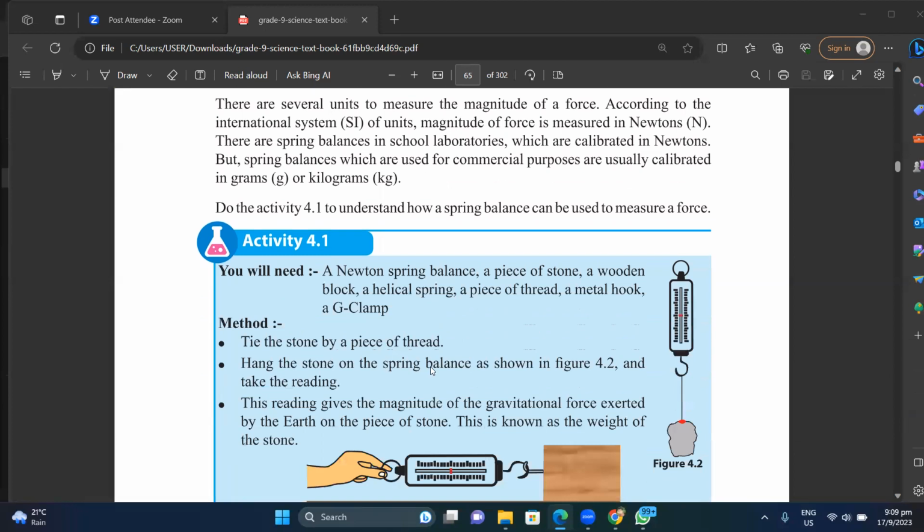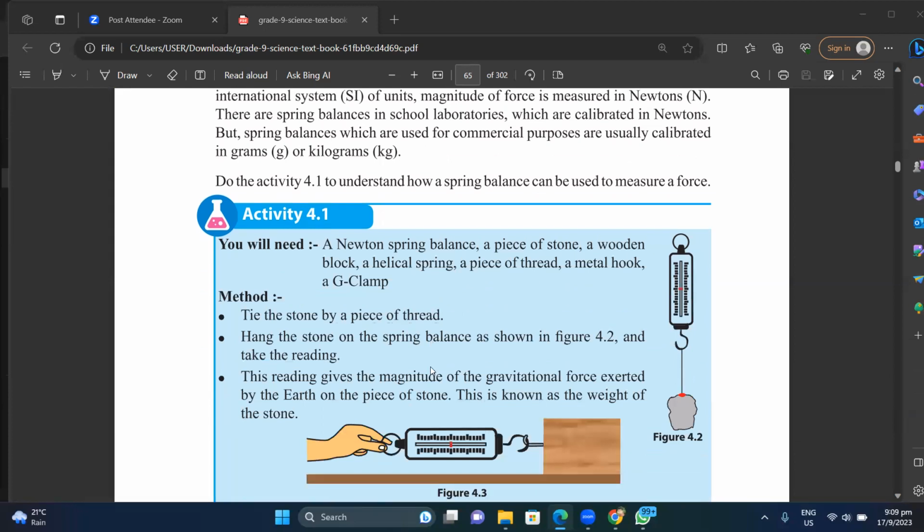Okay, here you can see a spring balance and a piece of stone. Tie the stone with a piece of thread, hang the stone on the spring balance as shown in the figure 4.2 and take the reading. This reading gives the magnitude of the gravitational force exerted by the earth on the piece of stone.